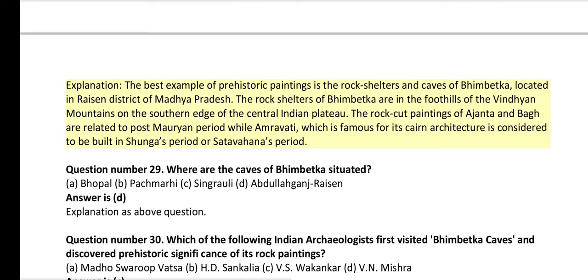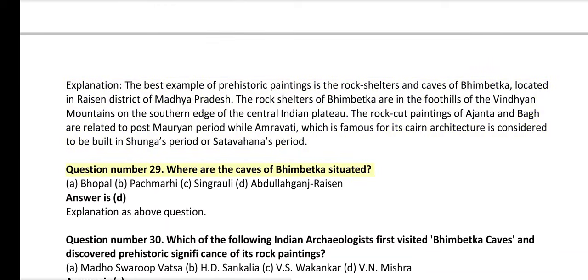Explanation. The best example of prehistoric paintings is the rock shelters and caves of Bhimbetka, located in Raisen district of Madhya Pradesh. The rock shelters of Bhimbetka are in the foothills of the Vindhyan Mountains on the southern edge of the central Indian plateau. The rock-cut paintings of Ajanta and Bagh are related to post-Mauryan period, while Amravati, which is famous for its cairn architecture, is considered to be built in Shungas period or Satavahanas period.